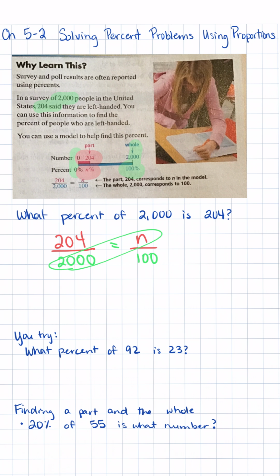Right? So you know how to do your cross multiplication. We have 204 times 100 divided by 2,000 equals, n equals 10.2%. So 204 is 10.2% of 2,000.